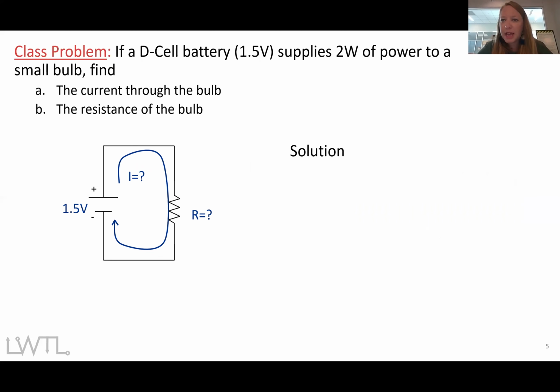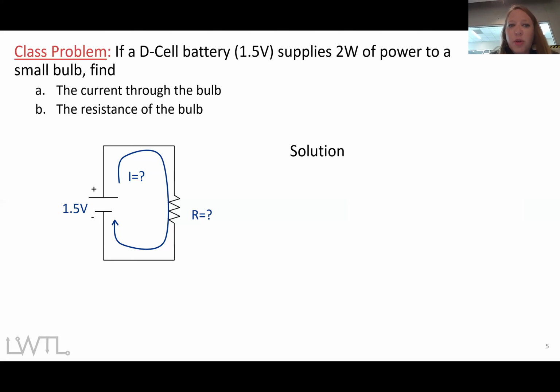Let's work this problem together. If we have a D cell battery, which is 1.5 volts, and it supplies 2 watts of power to a small bulb, I want to find the current through that bulb, and I want to find the resistance of that bulb. The current through the bulb, that's the first thing we want to find.